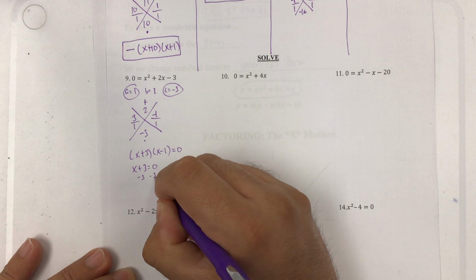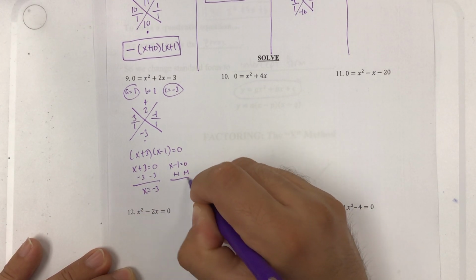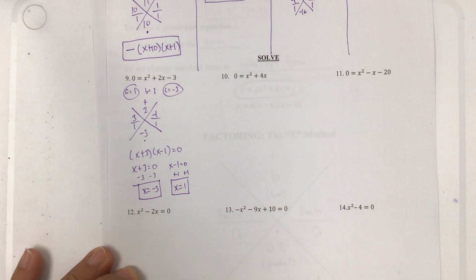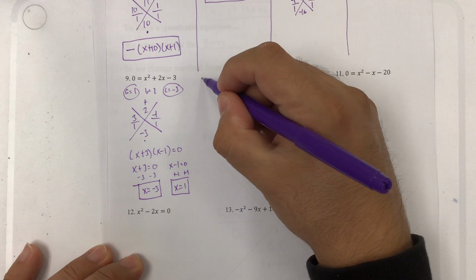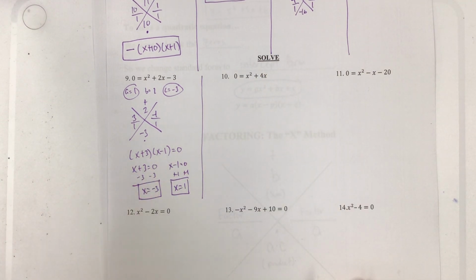So subtract the 3. X equals negative 3. Add the 1. X equals 1. So those are my 2 solutions. Okay, so that extra step is just taking your factored form, setting each equal to 0, and solving.